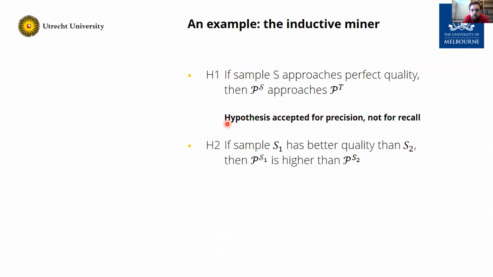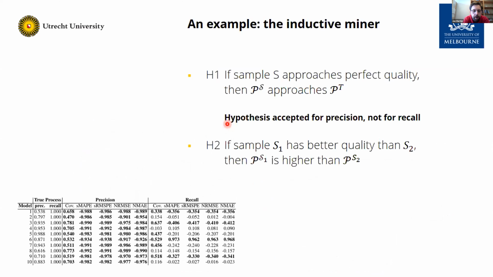For the second hypothesis, we again calculated correlations, the Spearman rank correlations, and everything in precision was very accurate. So there was a correlation with high confidence. For recall, there was not. So again, we could accept this hypothesis for precision, not for recall. And what this example shows is that with this framework, where we have this controlled setting and we know a bit about the error measure and we can start combining those, we actually can conduct those types of experiments.